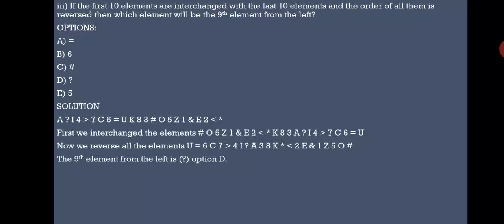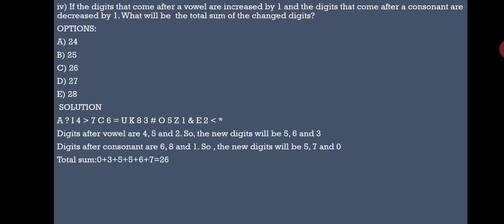Okay, after the rearrangement, it will appear as star hash O 5 Z I at is the term. Now we need to reverse all the elements. Okay, U equal to, so this is the replacement term. U equal to 6 C 7 greater than is the term. Here we need to find the 9th element from the left hand. So the 9th element from the left hand means we calculate from U equal to 6 C 7 greater than 4 I question mark, which is the 9th term from the left hand. Okay, the answer will be question mark.